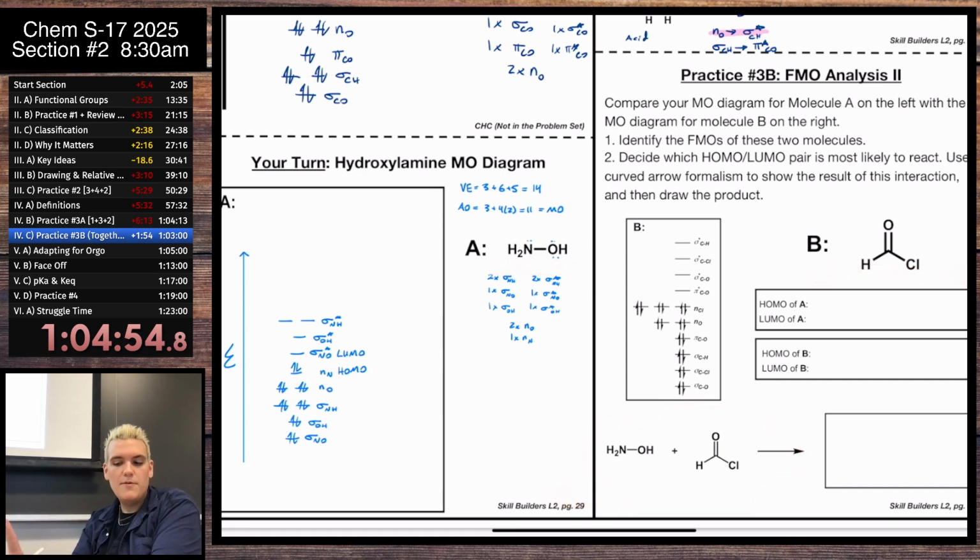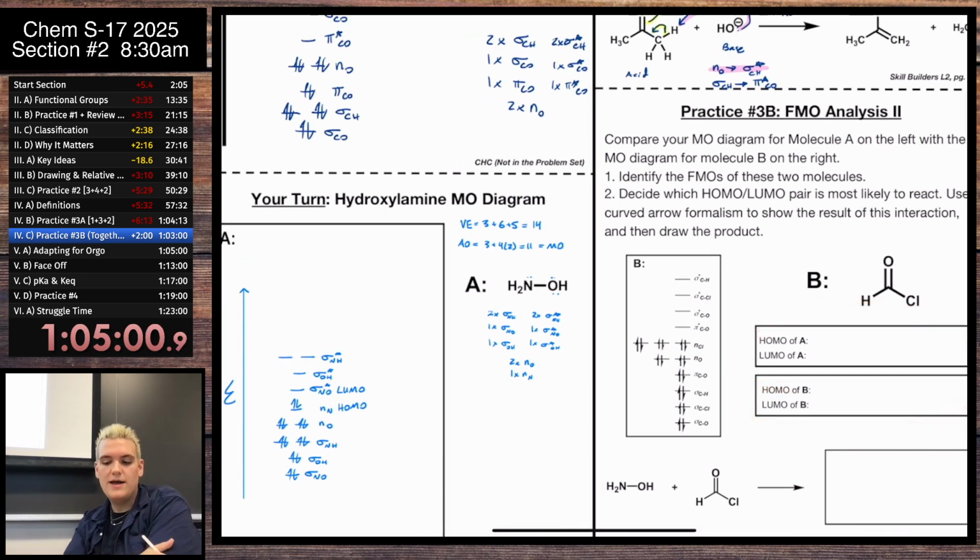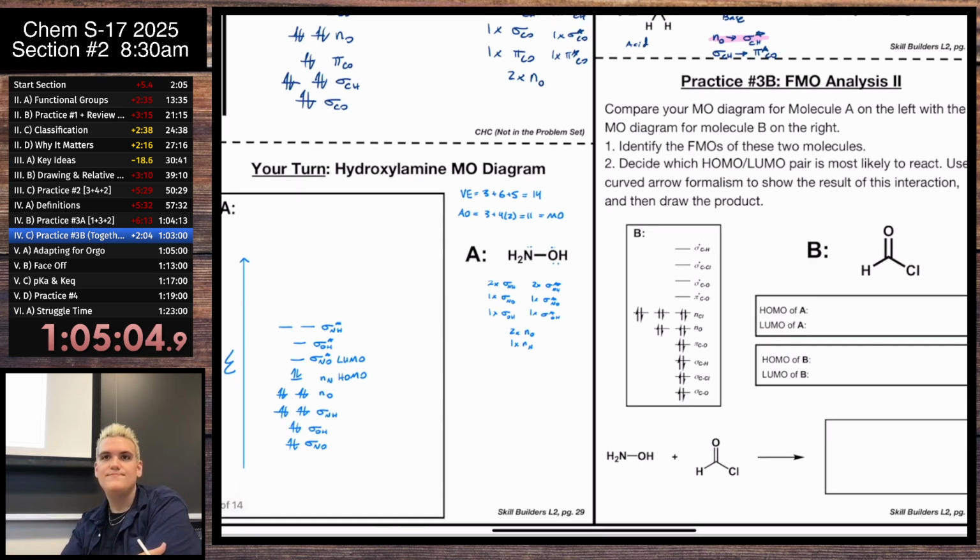So take a couple minutes, or take like 90 seconds to identify the HOMO and LUMOs, write them out, figure out which one's going to be better, and try to predict what those arrows are going to be for this reaction, a reaction you've never seen before.